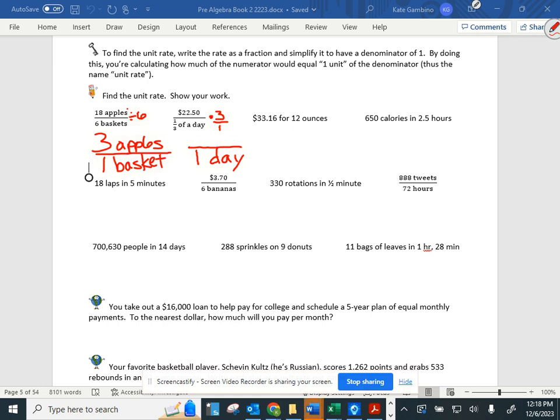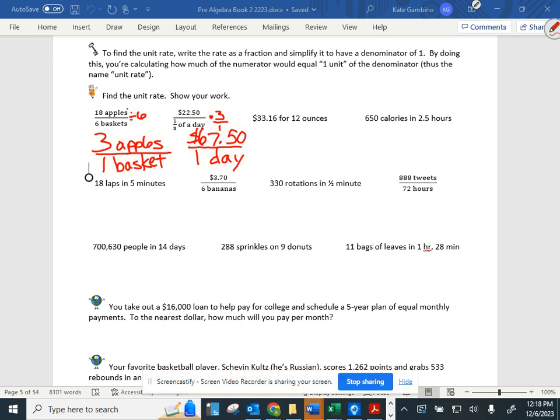So now we need $22.50 times 3. How much is it for a full day? Gabe? $67.50.